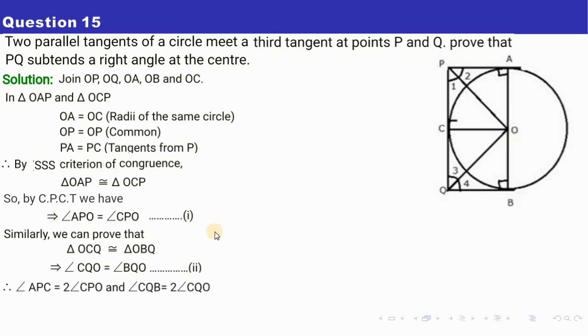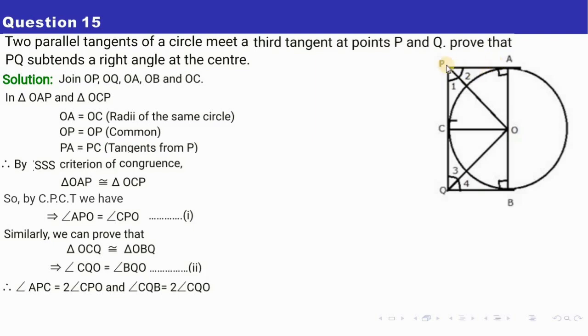Okay, now if you see here, this is my APC, right? So this full angle can be written as twice CPO. Why? Let us see. Now CPO means this angle 1, right? And we know that angle 1 and angle 2 are both the same, right? According to one, angle 1 and angle 2 are equal. So this is also CPO. So CPO plus CPO is how much? It is 2 times, or double, the CPO.